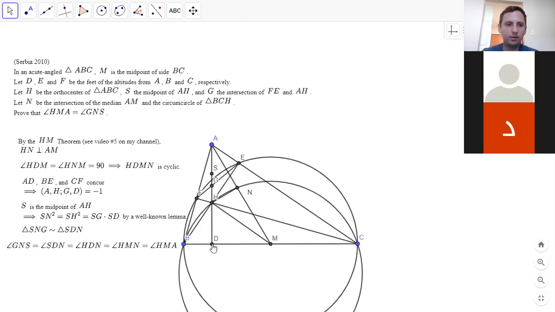So AHN is equal to SNH because SHN is isosceles. So SNH is equal to NMD. We just need to show that GNH is equal to HMD. Okay, I think I see what you're doing. So we have SNH is AMD, and so we need to show therefore that GNH is HMD, right?